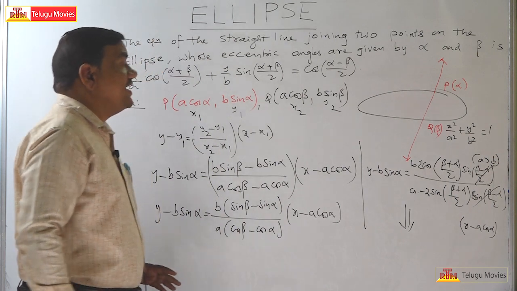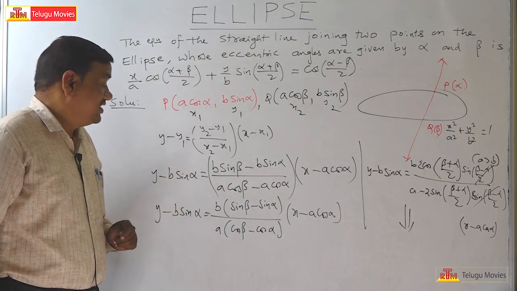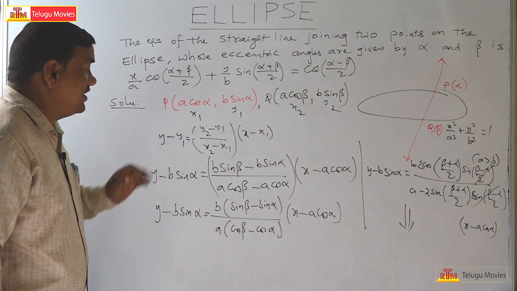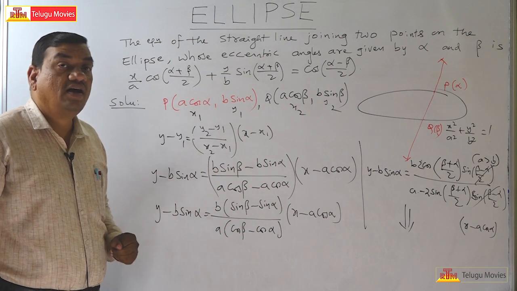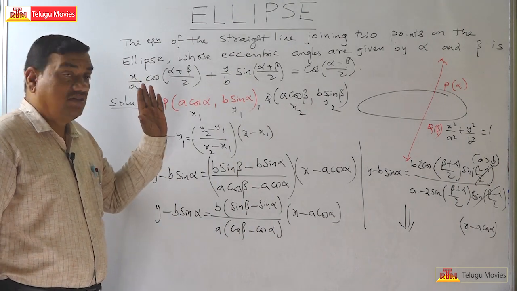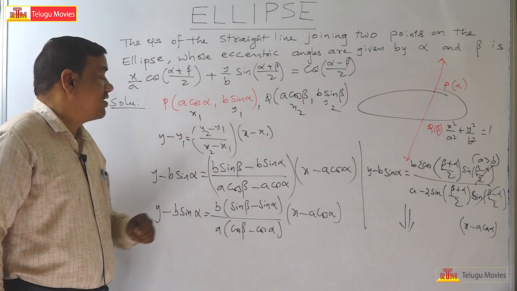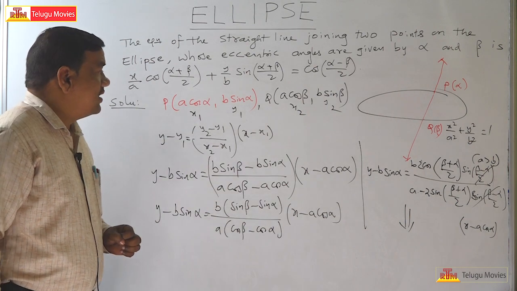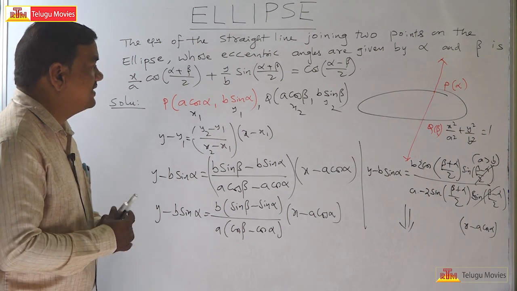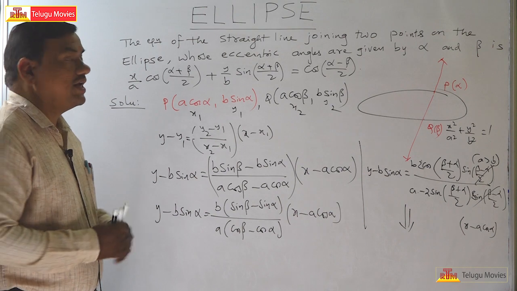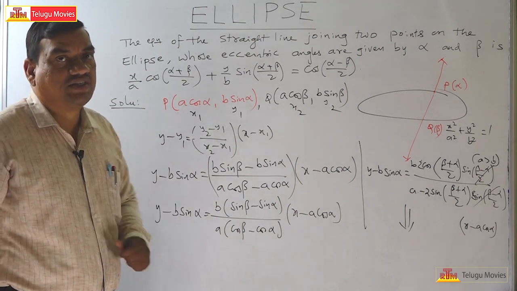The only idea here is, whenever it is given that alpha and beta are eccentric angles, then it is easy to find the equation of the line passing through the points P and Q by taking the point P as (a cos alpha, b sin alpha) and the second point as (a cos beta, b sin beta). I hope that you understand this concept. So let us move to the next concept.